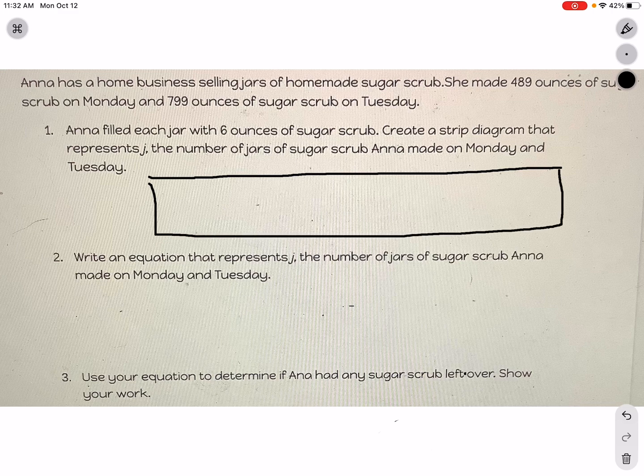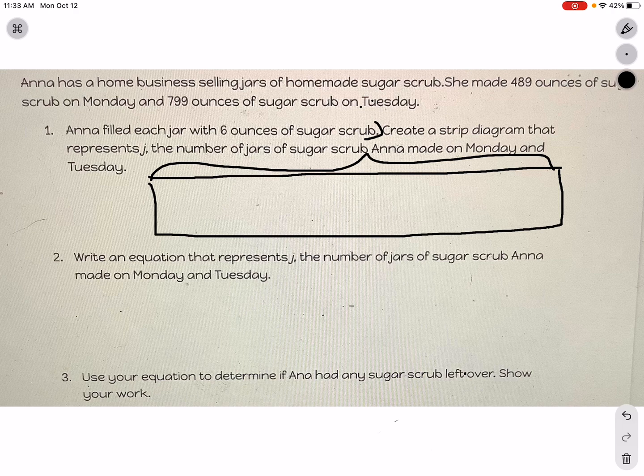This strip diagram represents, we're just going to call it J. This is J. It says on Monday, she made 489 ounces, and on Tuesday, she made 799 ounces. For the purposes of this problem, you don't have to get this exactly right. You want to get the dimensions somewhere close.